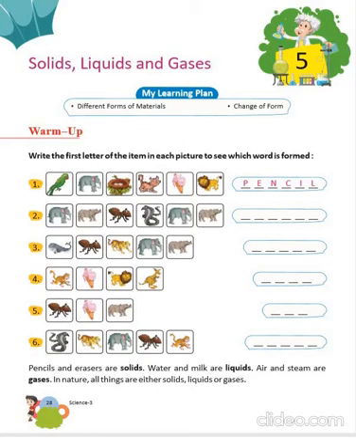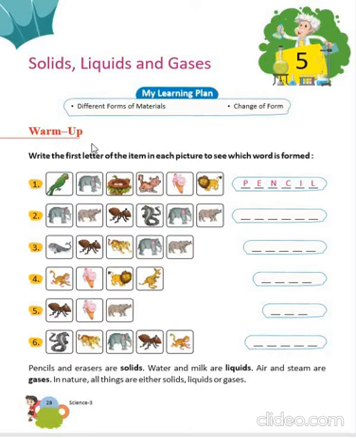Let's start chapter 5, Solids, Liquids and Gases. In this chapter, we will learn about different forms of materials and change of form. Let's first do the warm-up exercise.